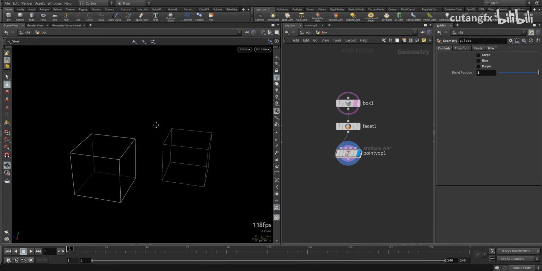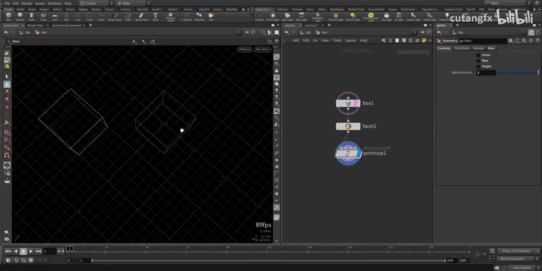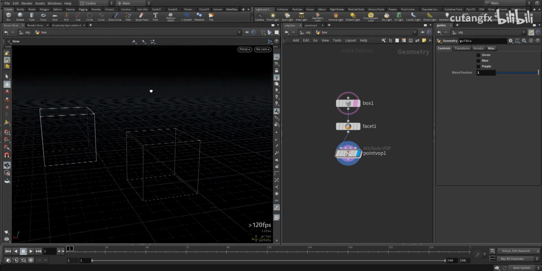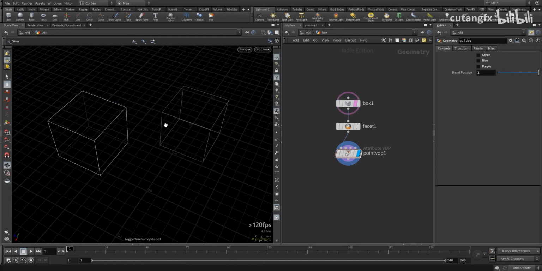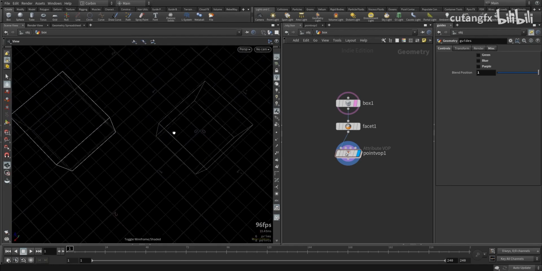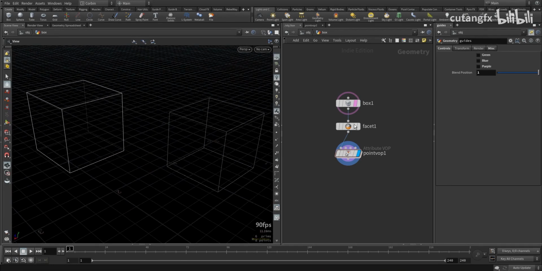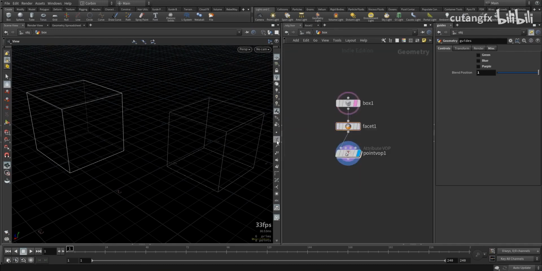So I have a basic scene set up. We have a cube at the origin, right? So there we are. And I'm in X-ray mode just because we're going to be looking at these vectors, so it'll be easier to see. But anyway, we have this box that's created at the origin. We are creating normals on it. So we have a facet, which we will be using these normals a little bit later. So that's what the normals look like.